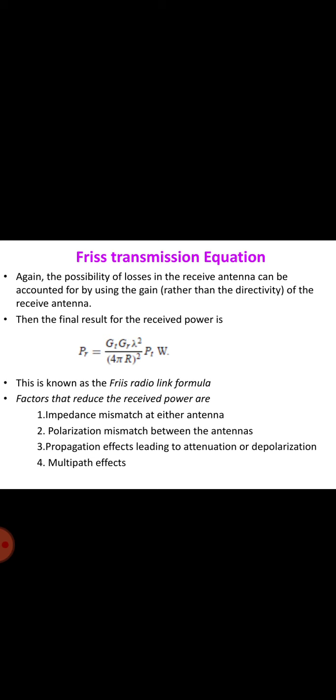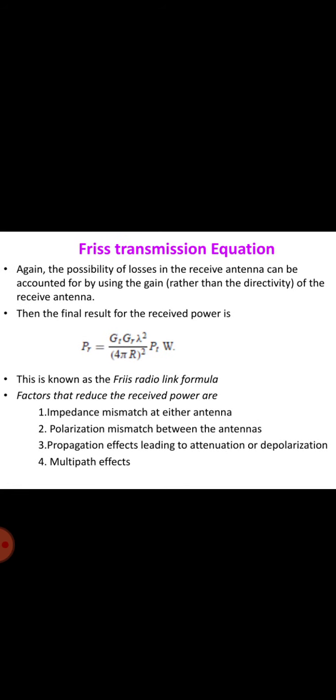Okay, and this equation is known as the Friis equation. The factors which reduce the received power are impedance mismatch at either antenna, polarization mismatch between the antennas, propagation effects leading to attenuation and depolarization, and multipath effects.